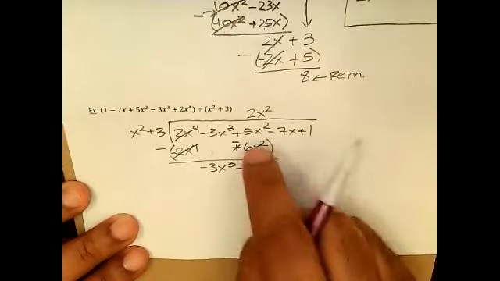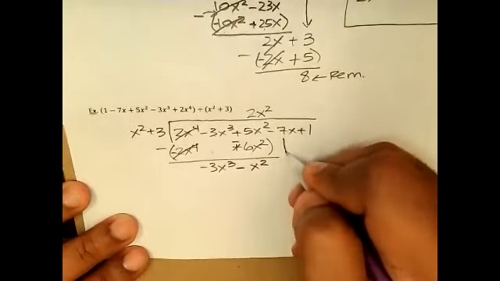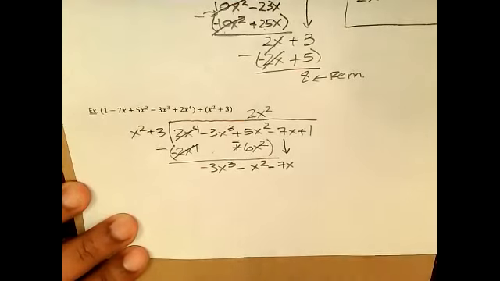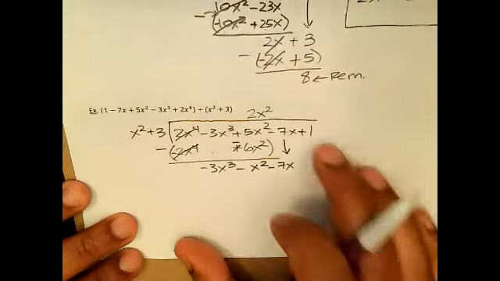So I subtracted these. After I subtract them, I have to move down the next term, which is a negative 7x. So I'm going to put minus 7x right here. All right, now I'm going to repeat this process.